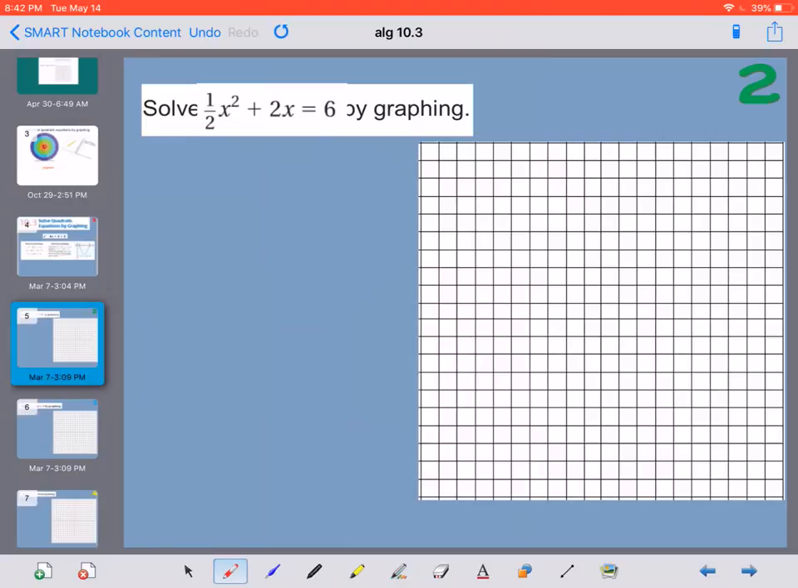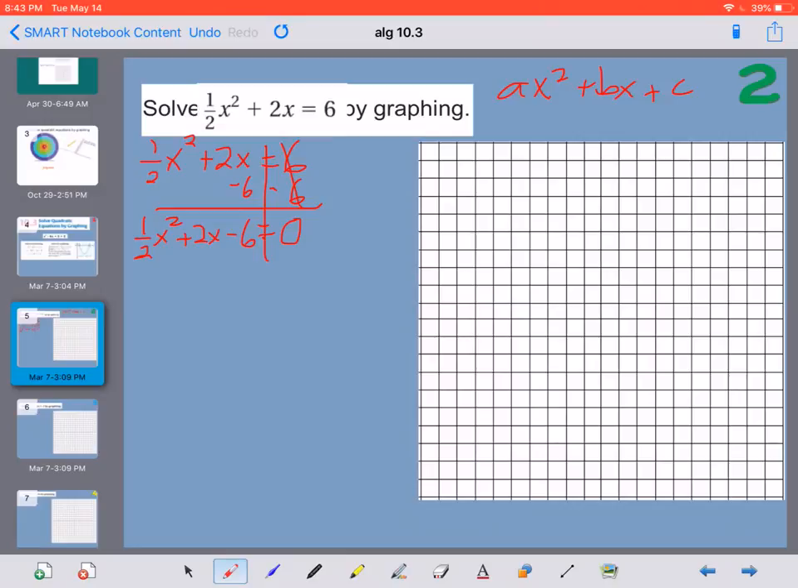So we're going to start by solving 1/2 x squared plus 2x equals 6. Well, that's not in ax squared plus bx plus c form. What we need to do is move that 6 over. So we have now 1/2 x squared plus 2x minus 6 equals 0.